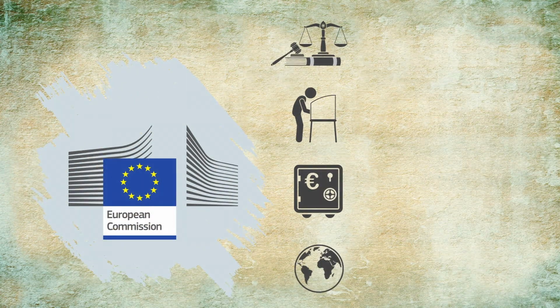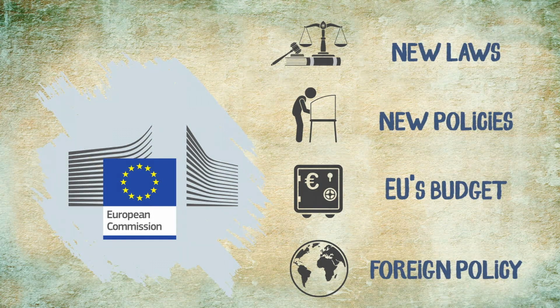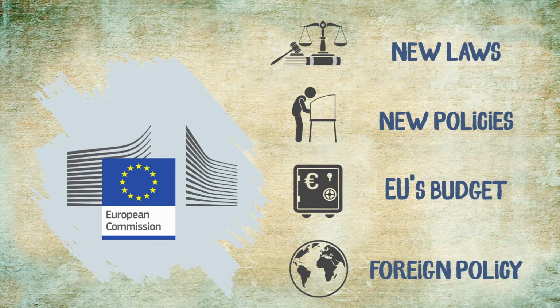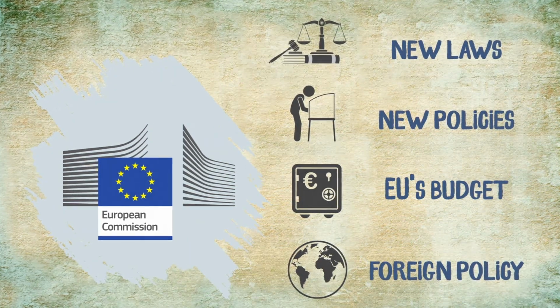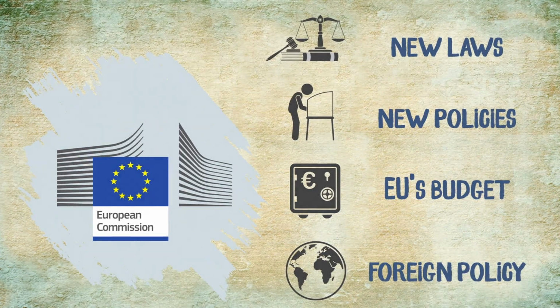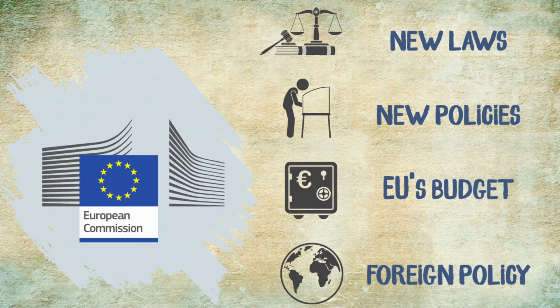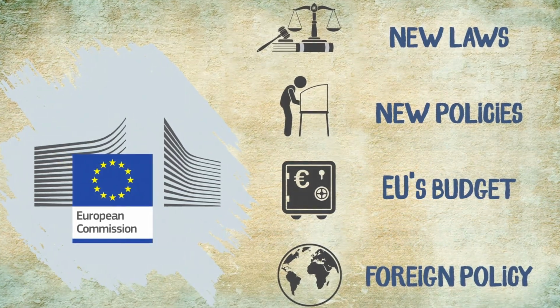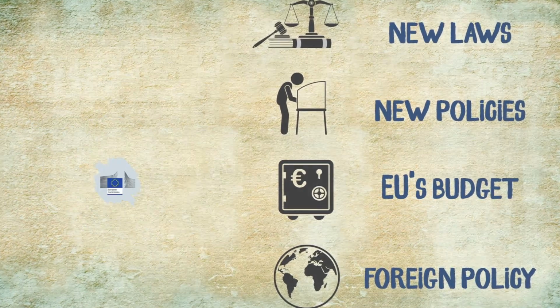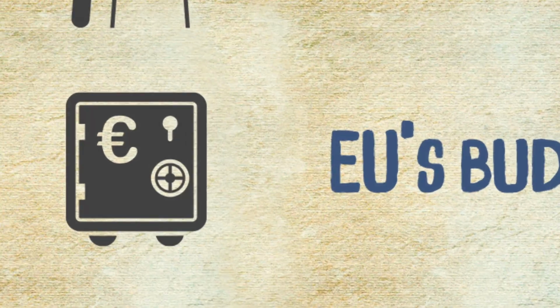The European Commission is responsible for proposing new laws and policies, managing the EU's budget, and representing the EU on a global stage. The Commission is made up of one commissioner from each member state, and the European Council appoints its president. Each commissioner is responsible for one area of policy, such as trade, energy, or defense.